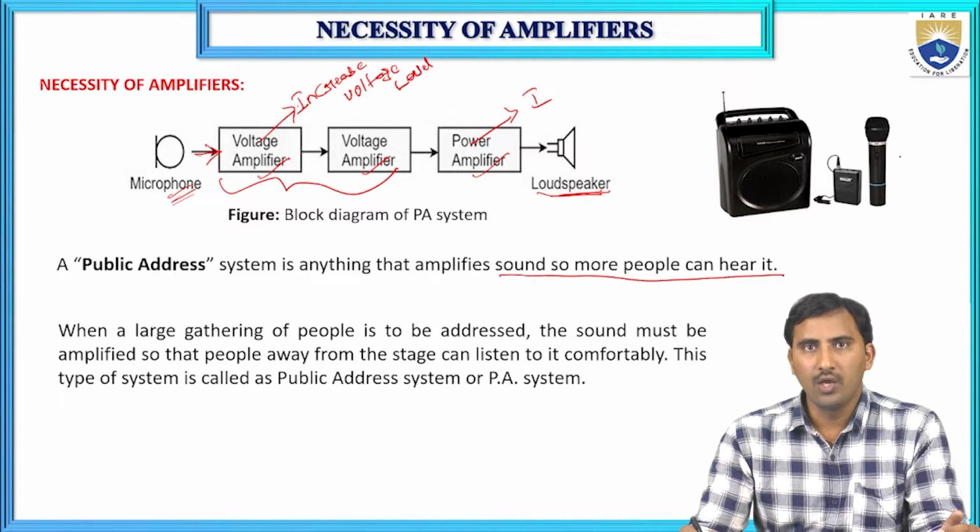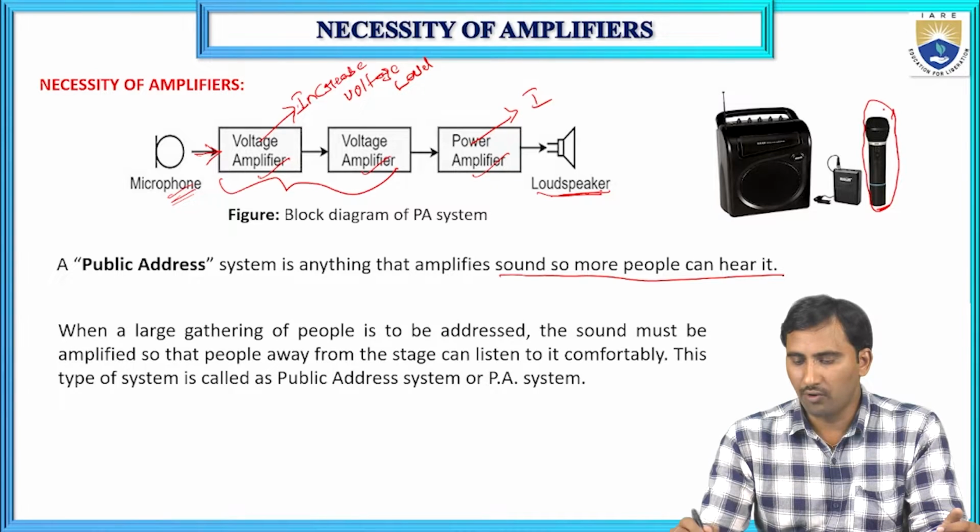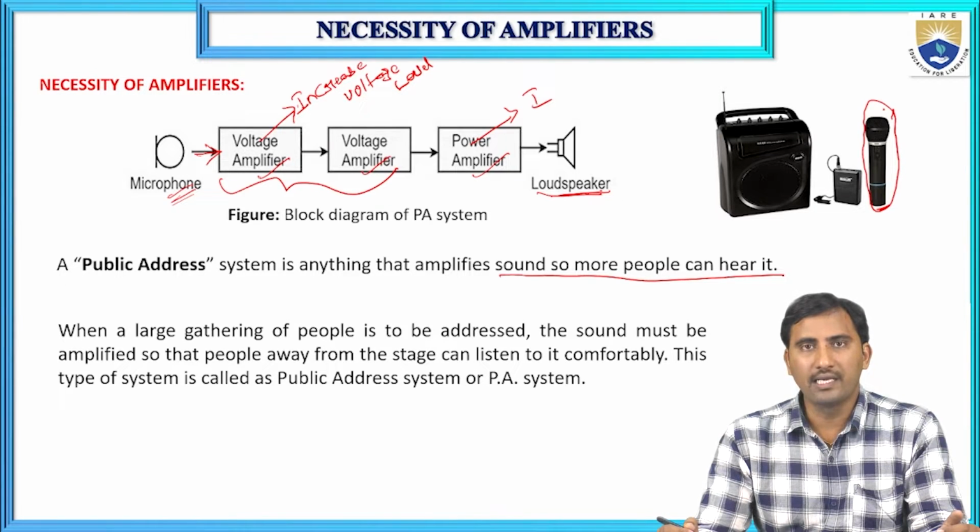And also here you can see a physical structure of the PA system. So here it contains some microphone. So this is a microphone. This microphone converts voice signals into electrical signals, and here this is an amplifier cum loudspeaker. Inside that there is an amplifier and a loudspeaker.